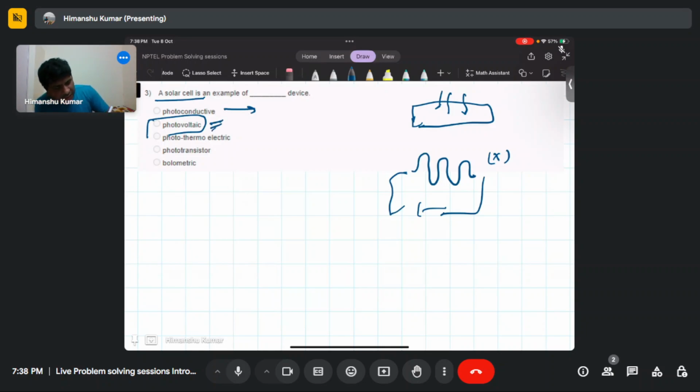The solar cell is one example of this photovoltaic cell. Another option is photothermoelectric, which basically refers to Joule heating kind of devices. Depending on your device's temperature coefficient, based on the heat generated, you generate a voltage proportional to the heat, and those kinds of devices you can also use. The other option is phototransistors.